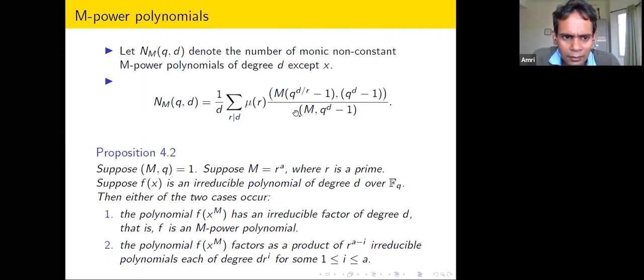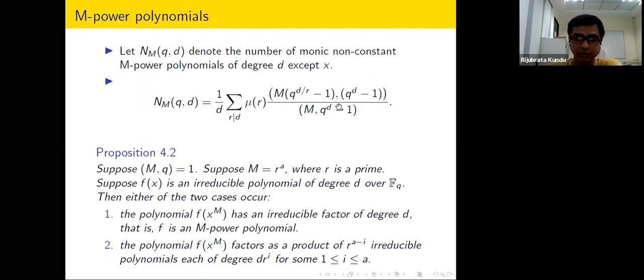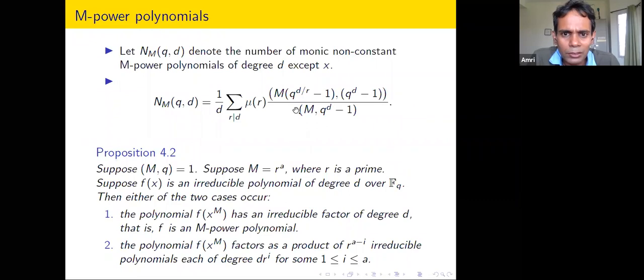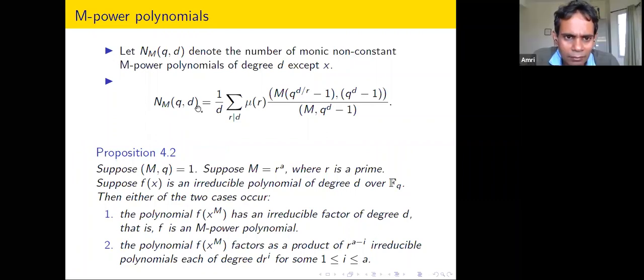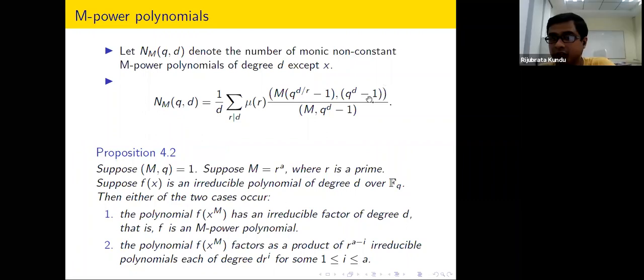So maybe I should have given some examples, direct computations, but we do not have this now in this slide. But for something like m equals 2, is it very simple? Not really. For example, if you take d equals 1, then this is just q minus 1 by GCD of m comma q minus 1, because this is just the m-th power elements in F_q. So a denominator comes there.